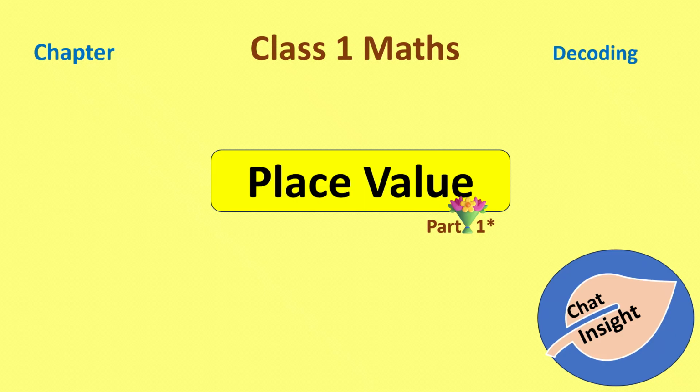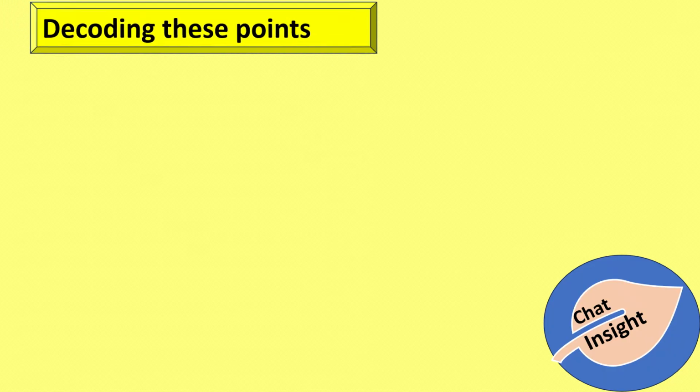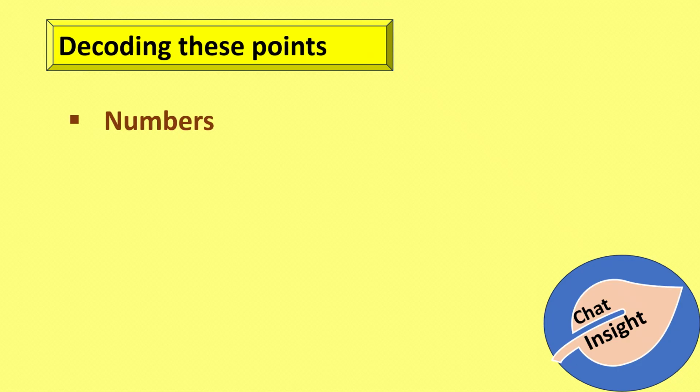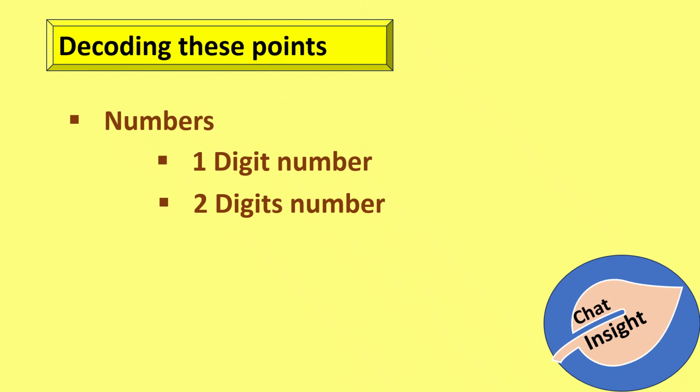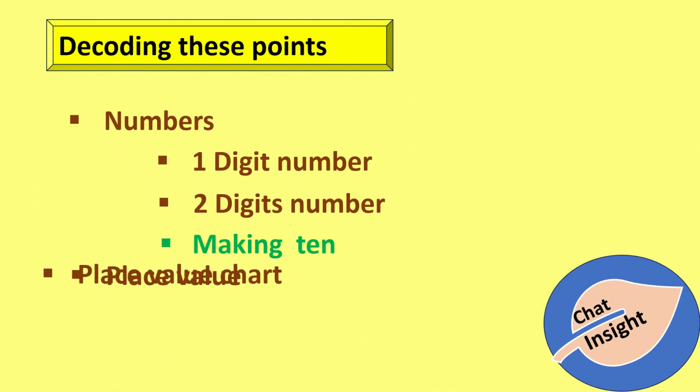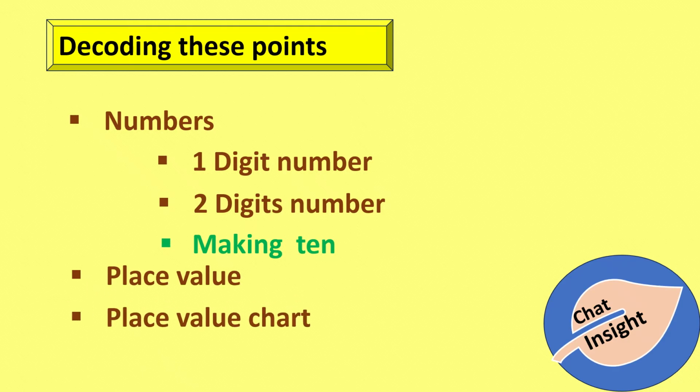Now come to the next page. Now I'm going to decode these points. First one is numbers. Next one is one digit numbers. Second one is two digit numbers. Third point is making a 10. Fourth point is place value. Next point is the place value chart. After that, the last point is 0.